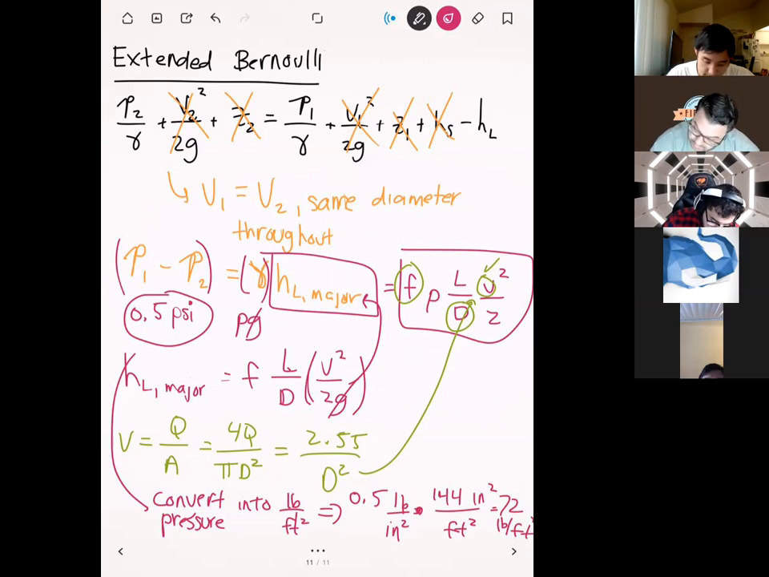On the next page, I'm going to plug in for the density and the length, because we know all those things too. Then we'll get an expression that has just the friction factor and the diameter. Any questions on this so far?